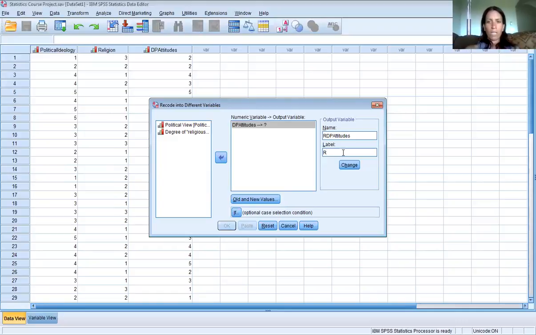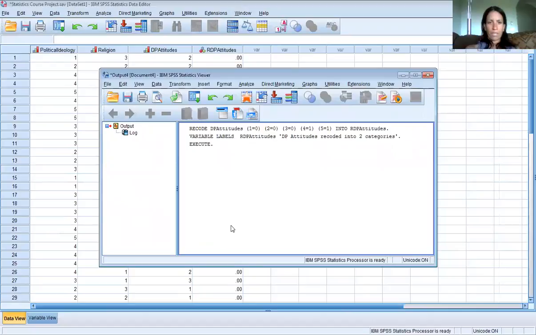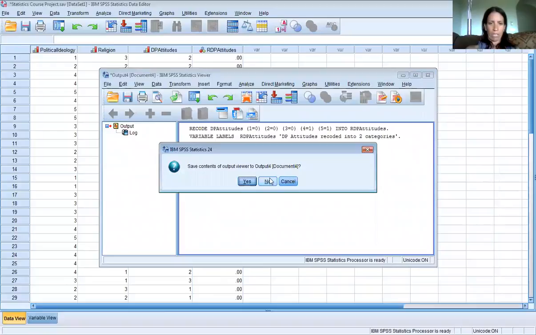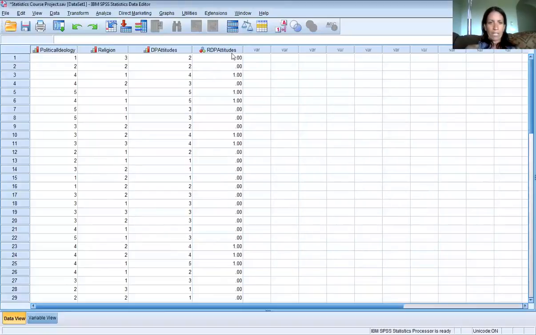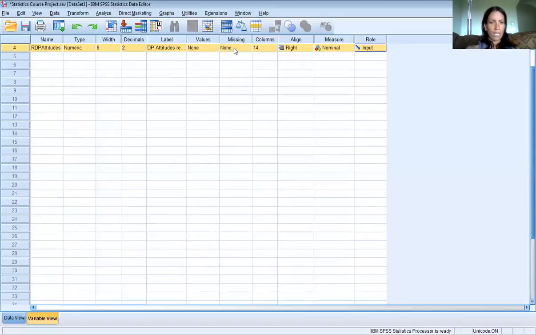And then the label, you just tell, just like in the codebook, what is this variable? It is death penalty attitudes recoded into 2 categories. Change it, and now at this point it will let you click OK. And you can see, I don't need this output, it's just telling me that the recode happened. You can see right here that death penalty, there should be 0s and 1s. I want to get rid of those decimals, they annoy me.